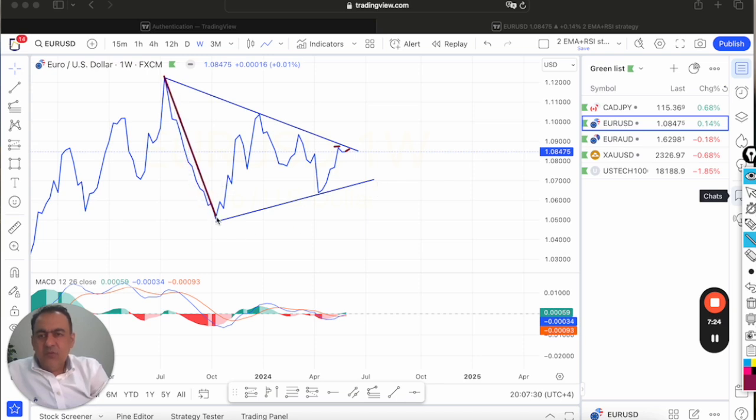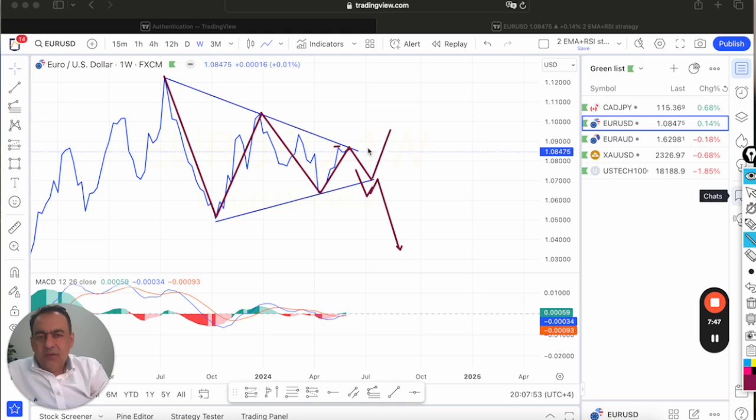So this is the first push down, and this is the corrective move up. Now this is the next push down. We can see some short-term bearish movement in euro dollar, and if it breaks below this, sorry, not rising channel, the triangular lower boundary, then with the retest we can expect further continuation downwards.